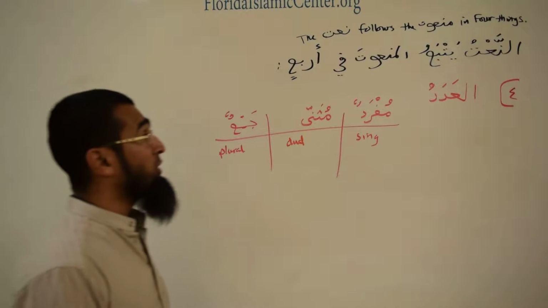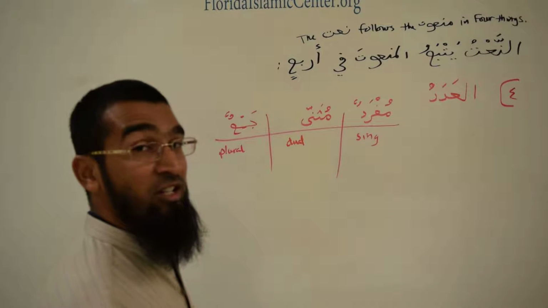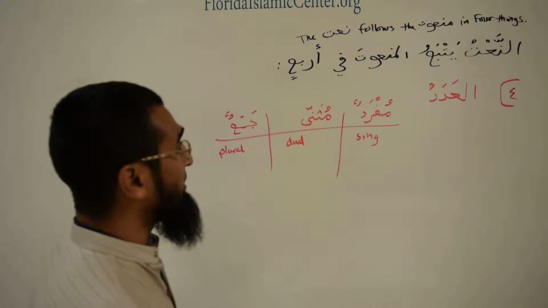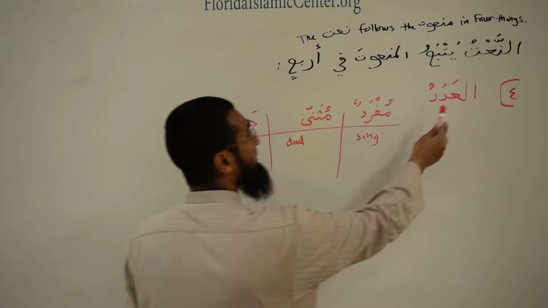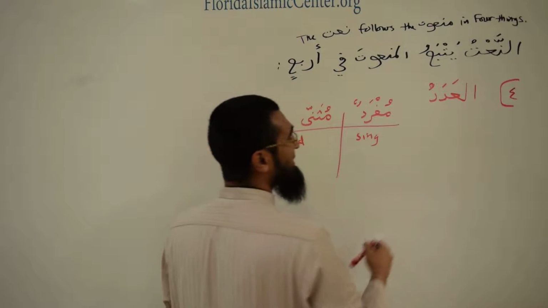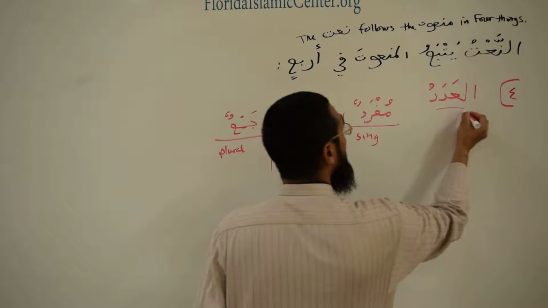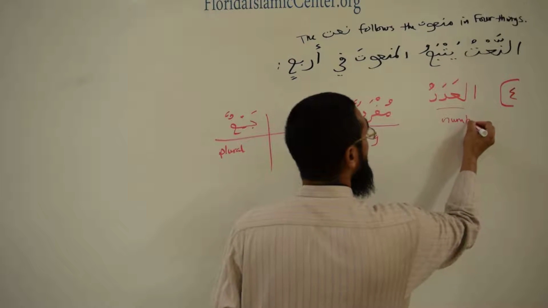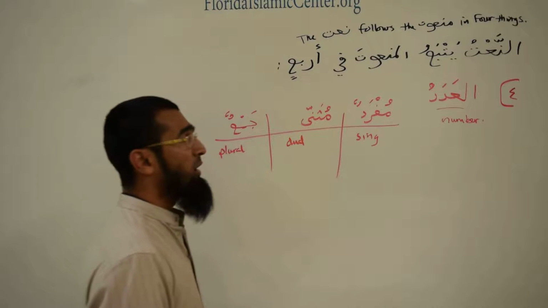Okay, in the last video, it got cut at the end of it, so I'm just going to repeat something. Point number four was that the naat follows the man'ut in terms of the adad. The adad, which means number. What do you mean by number?